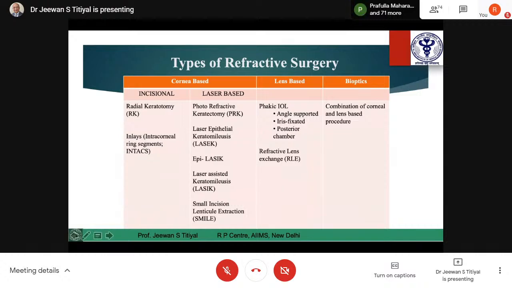Firstly, there is cornea-based surgery. That means incision is out of practice now. Laser-based, where we do a PRK or a LASIK, or a SMILE nowadays. For lens-based procedures, we have phakic IOLs, mainly posterior chamber IOLs. Angle-supported and iris-fixated ones are out of practice now. Then you can do a refractive lens exchange for very high refractive errors, hyperopia and high myopia cases. Or you can combine the two procedures, which is called BIOPTICS. You can do a LASIK as well as a phakic IOL or other procedures, especially in cases where anatomical considerations do not allow you to effectively correct the entire refractive error.